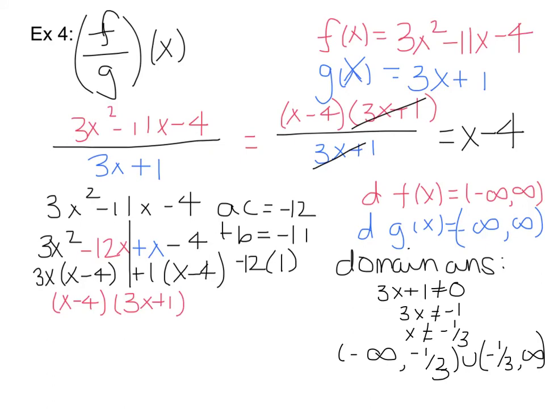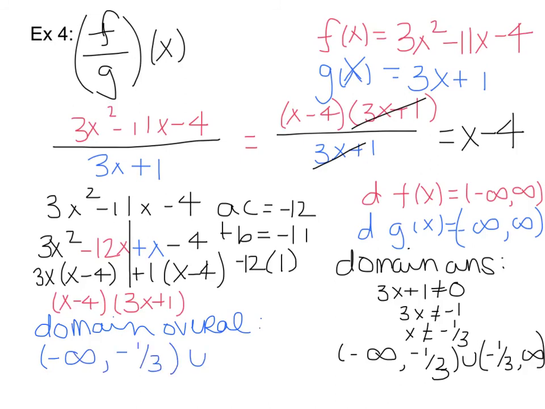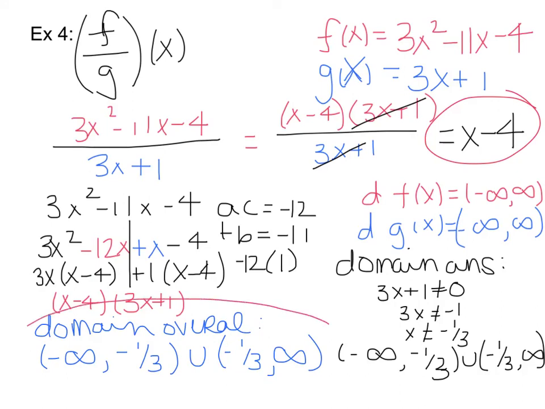So which one of these three is the most restricted? This one is the most restricted. So the domain overall is negative infinity to negative 1/3 union negative 1/3 to infinity. So your answer is x minus 4, and the domain for that is this.